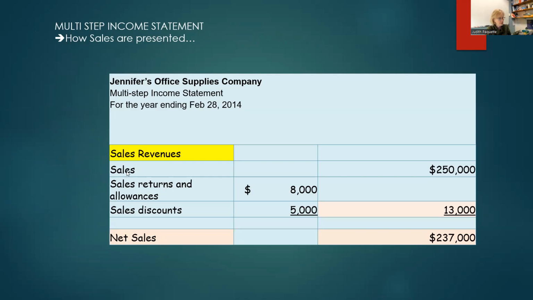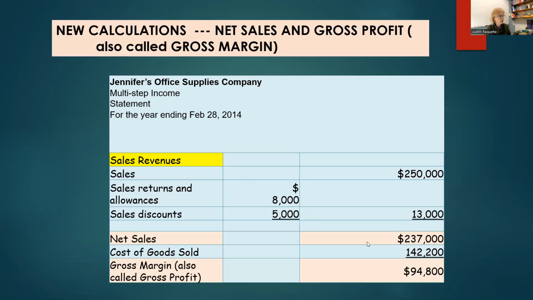In our example, sales is 250,000. We had sales returns of 8,000, sales discounts of 5,000, and we subtract both of these, and we get 237,000. Again, when you look at your statements for your companies, everything's in one column, and you can do that here too, move the 8 over here and the 5 over here into that one column. You don't have to indent them.